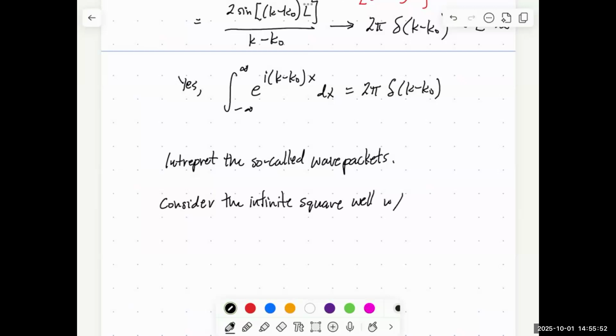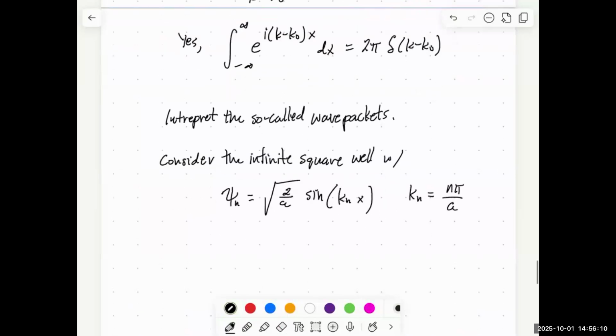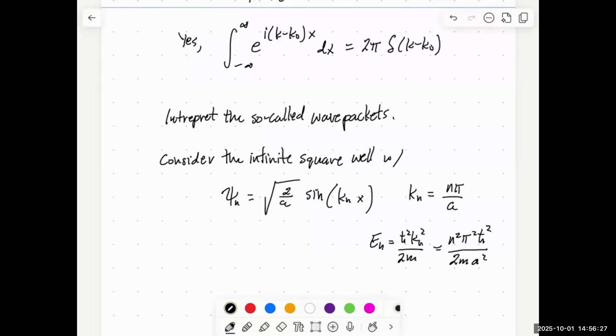Okay, so our infinite square well had stationary states that were given by 2 over square root of a, our normalization factor, and then sine of k_n x, where k_n was n pi over a. And the energy is h bar squared k_n squared over 2m, which is the same as n squared pi squared h bar squared divided by 2ma squared. Okay, so that's what we know about the infinite square well.